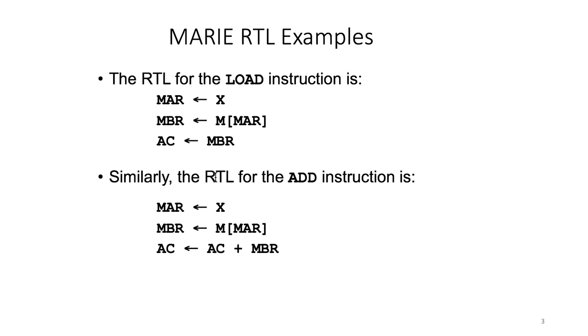Similarly, the register transfer language for the add instruction is performed in the following steps. First of all, the address H will be stored into the memory address register, and then the content at the address H will be copied to the memory buffer register, and then the value in the memory buffer register will be added to the AC, and the result will be stored into the AC.